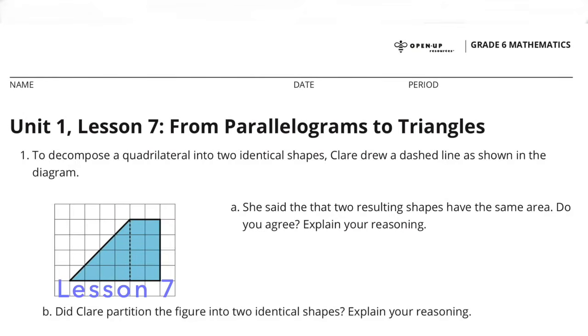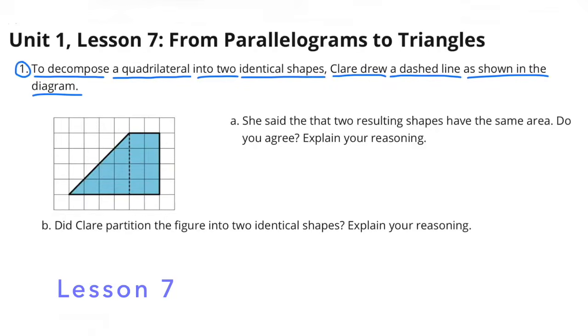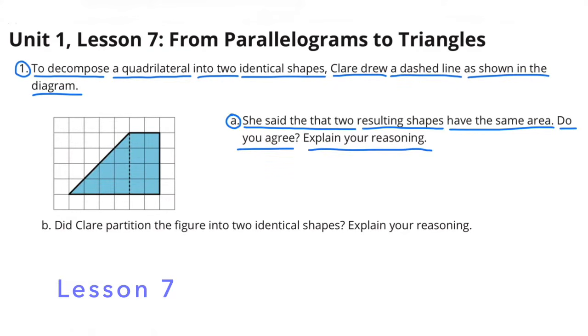Unit 1, Lesson 7, From Parallelograms to Triangles. Number 1. To decompose a quadrilateral into two identical shapes, Claire drew a dashed line as shown in the diagram A. She said that the two resulting shapes have the same area. Do you agree? Explain your reasoning.